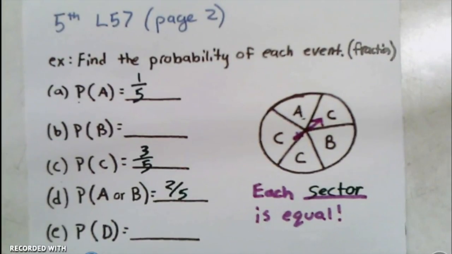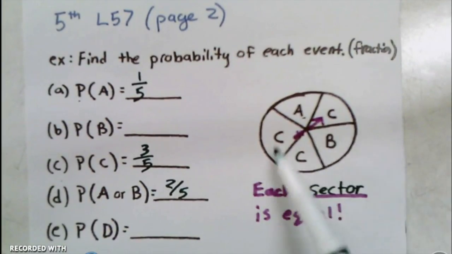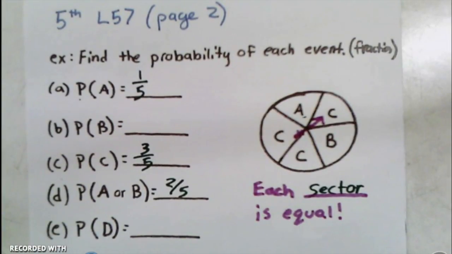And do this last one yourself. What's the probability that I could get a D? Oh, there isn't a D there. So what should I write? What would that be? Think back to what we did on the first page if you're unsure.